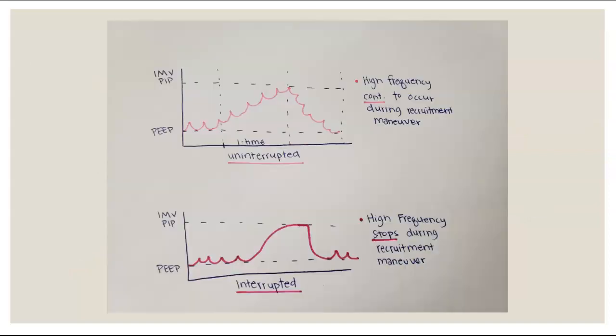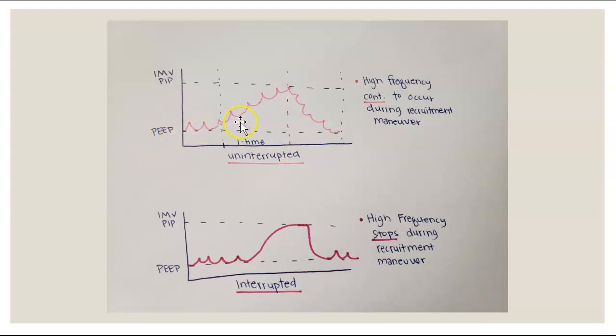Okay. Interrupted versus uninterrupted. So, side breaths. These are for alveolar recruitment. Here's our PEEP that we have set. We have our PIP that is set below the jet PIP. Now we're going to come up and reach. And then we have our inspiratory time between 0.4 and 1 seconds.